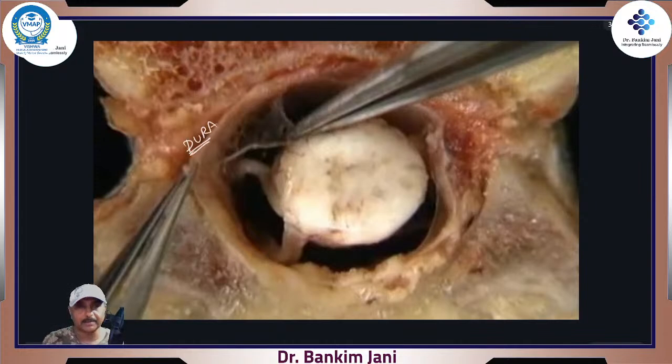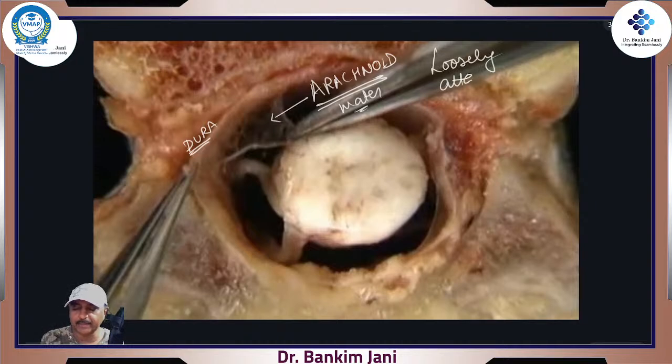This is the dura mater. There is a very fine layer, very loosely and lightly attached, and you can peel it off very easily. That is the arachnoid mater, the arachnoid layer. It is very loosely attached. You can easily hold it and pull, and it will peel off.